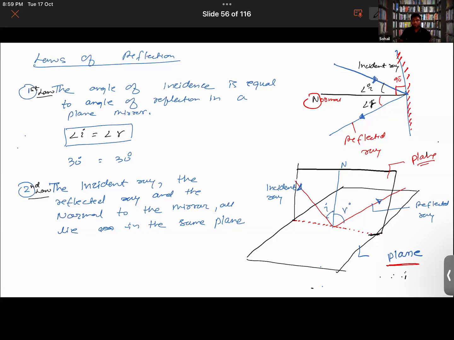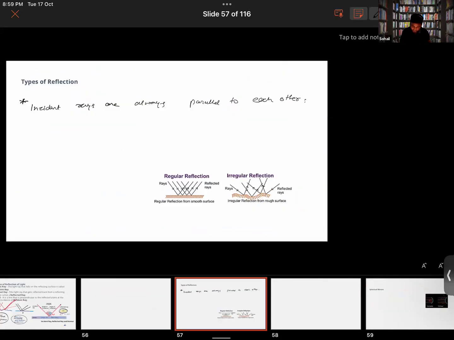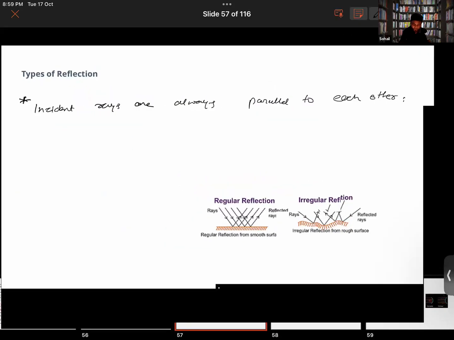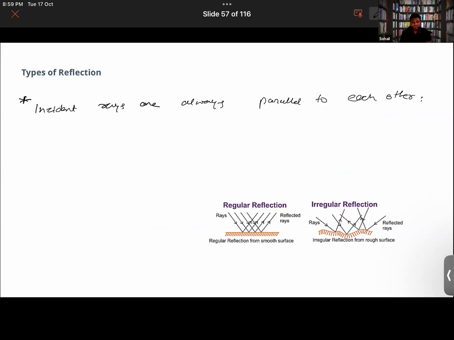Okay, then let's move ahead. After the laws of reflection, we talked about the types of reflection, right? Reflection does not always occur in the same manner. There were two types of reflection: one is regular and the other is irregular. Another name for irregular reflection is diffuse reflection.